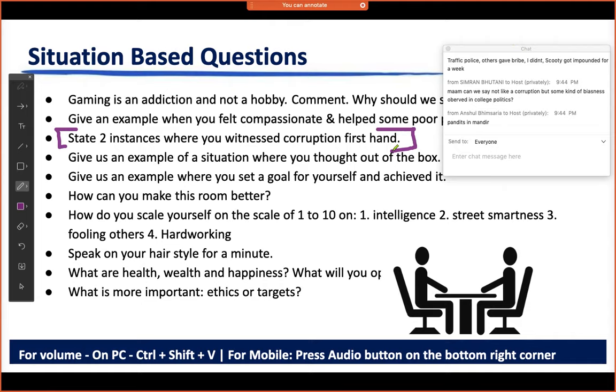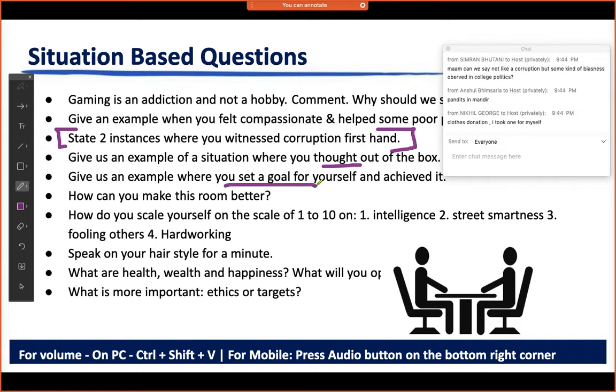The next set of questions are again about giving situational examples where you have various different kinds of, now this is again trying to reflect on different traits or your personality aspects, right? We spoke about compassion, we spoke about gaming, corruption, which is testing your ethics and morals. I'm looking at situations where you have thought out of the box, somewhere you set a goal for yourself and you achieved it. So these are all testing your personality. I hope you guys are getting me. This is what we spoke about, your examples and evaluations.